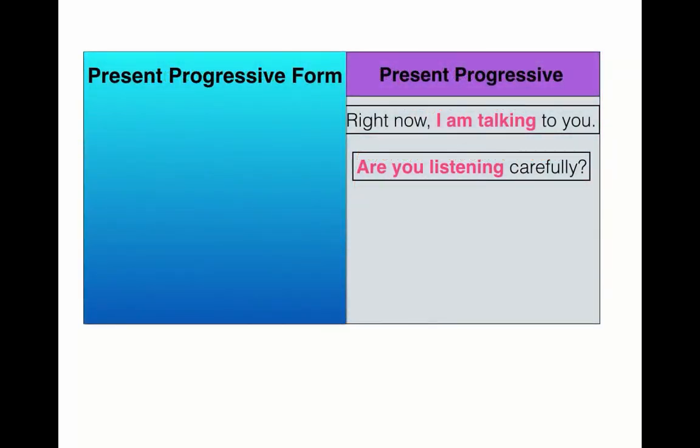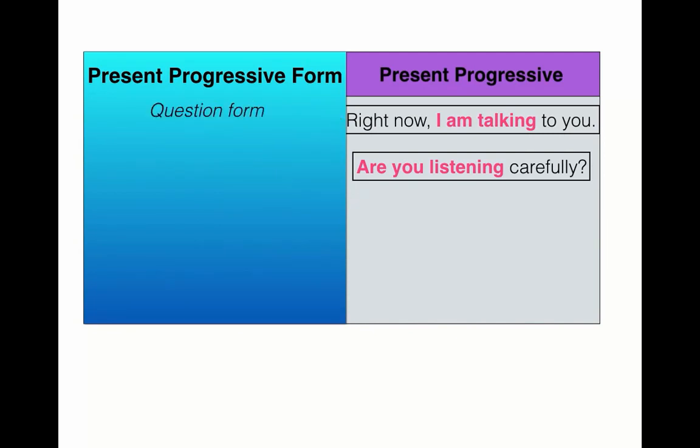Okay, let's quickly review how to form the present progressive. We need the be verb, which we just mentioned, as well as a verb with ing. That would be the main verb. We must have both of these whenever we want to form the present progressive.